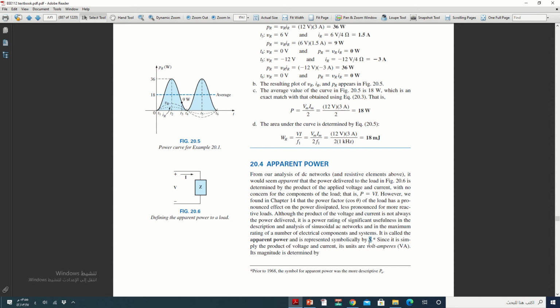When you see S, you know that this is apparent power. Since it is simply the product of voltage and current, its unit is volt-ampere, VA. In the question, if the power given to you has the unit volt-ampere, you know directly this is apparent power. No need to mention whether it is apparent power or active power or real power.